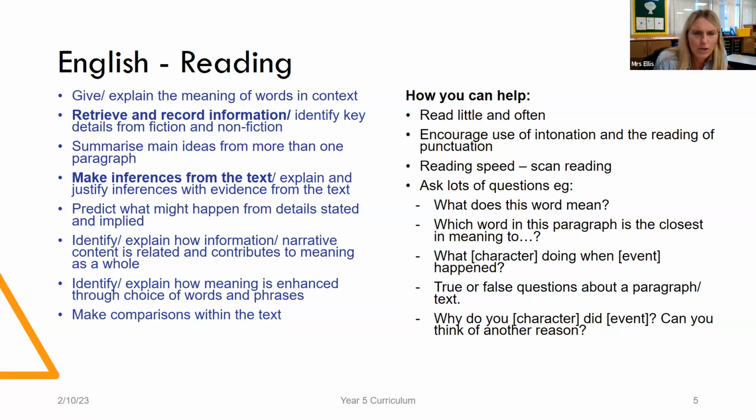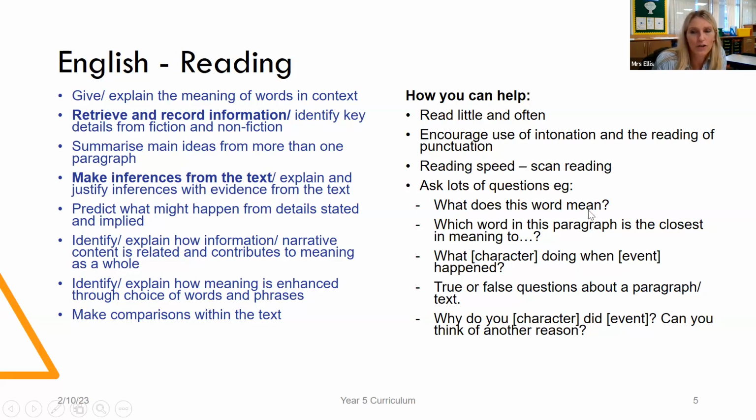Rather than interrupting them all the time to answer questions, do give them a chance to read a good section at speed, and then you could go back and maybe improve the intonation or the punctuation using that as well. Ask lots of questions.